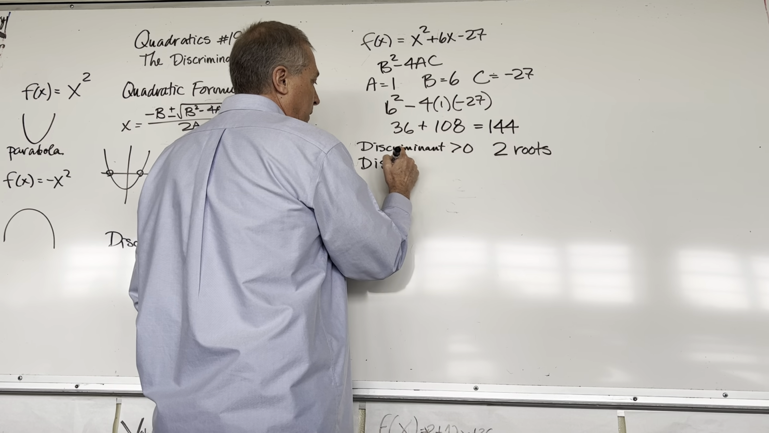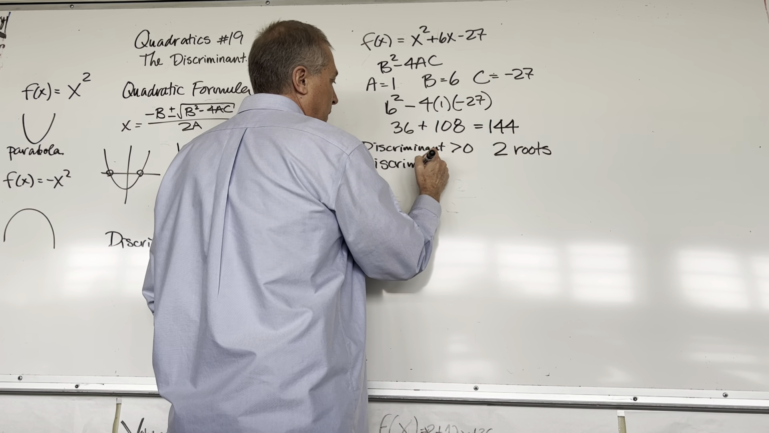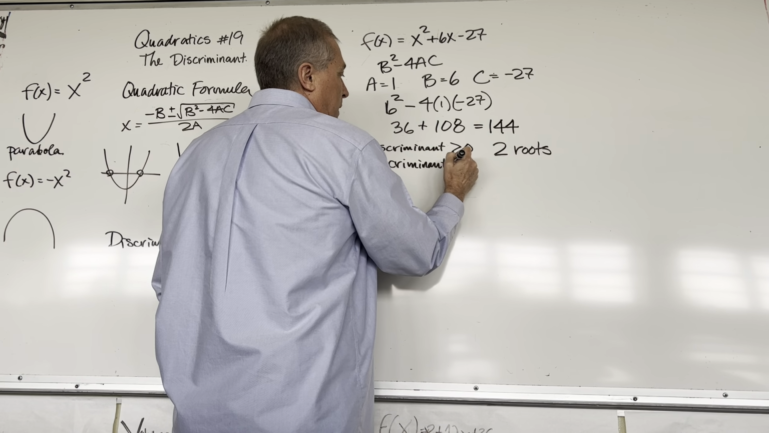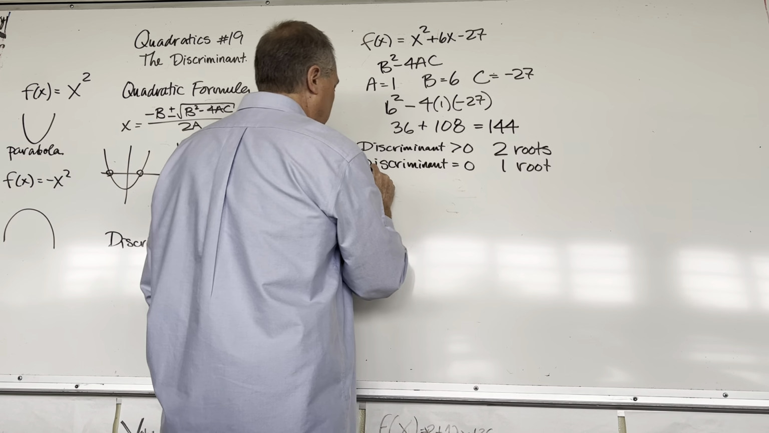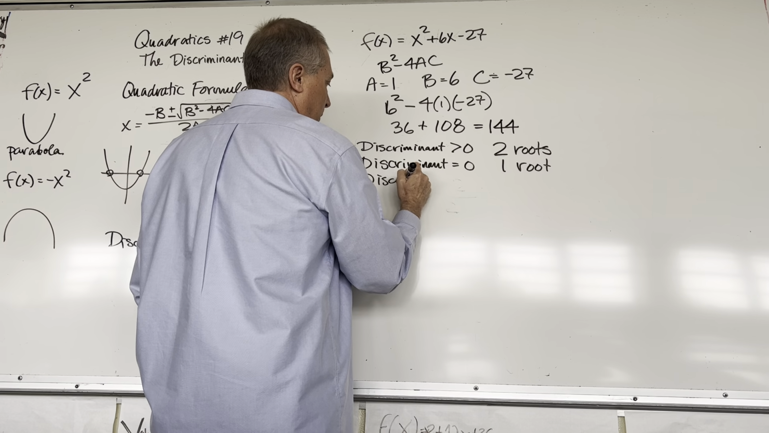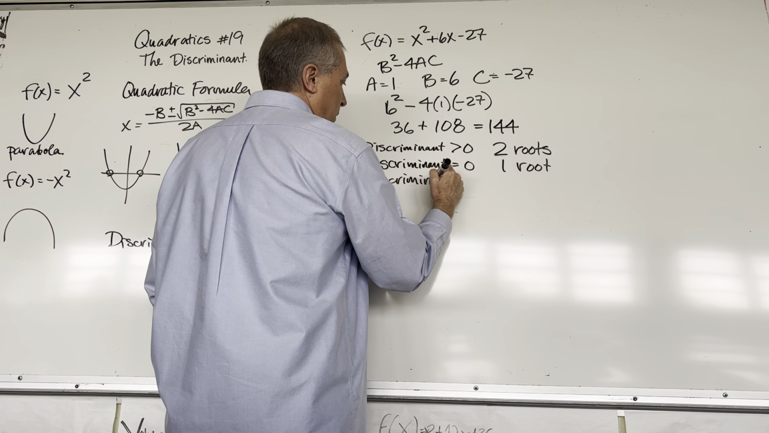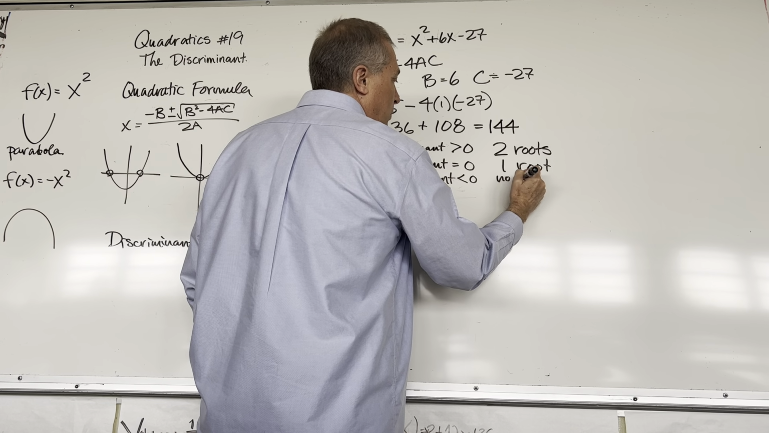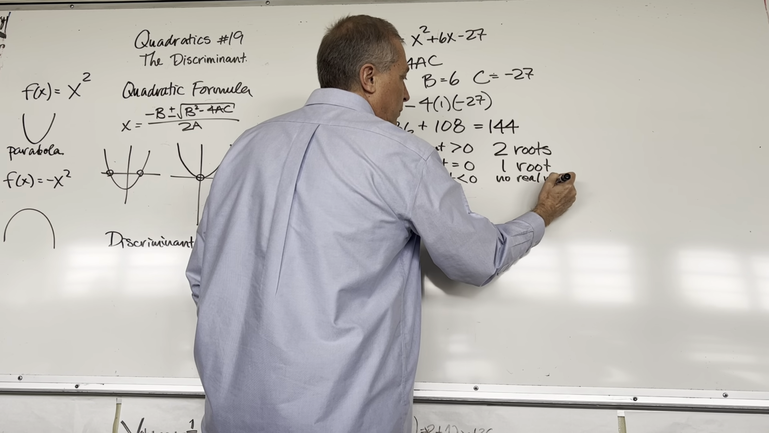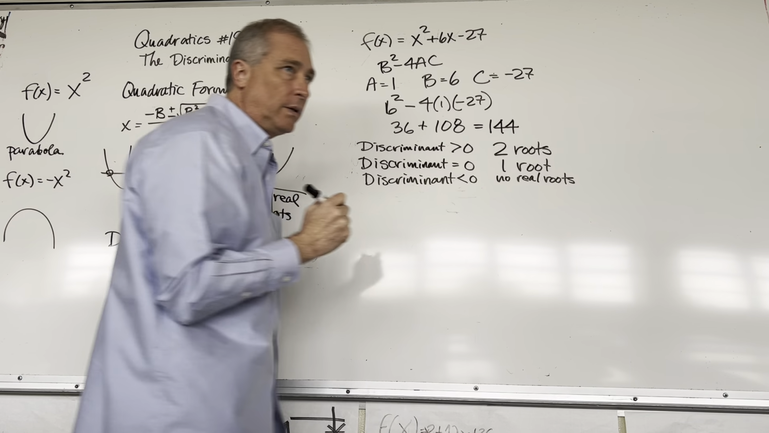Okay, so here are your other options. Let's put it all in a list. Discriminant greater than 0 is 2 roots, discriminant equal to 0 is 1 root, and the discriminant, I'll write it each time I guess, is less than 0, no real roots. Fair enough? You kind of see the system emerging?